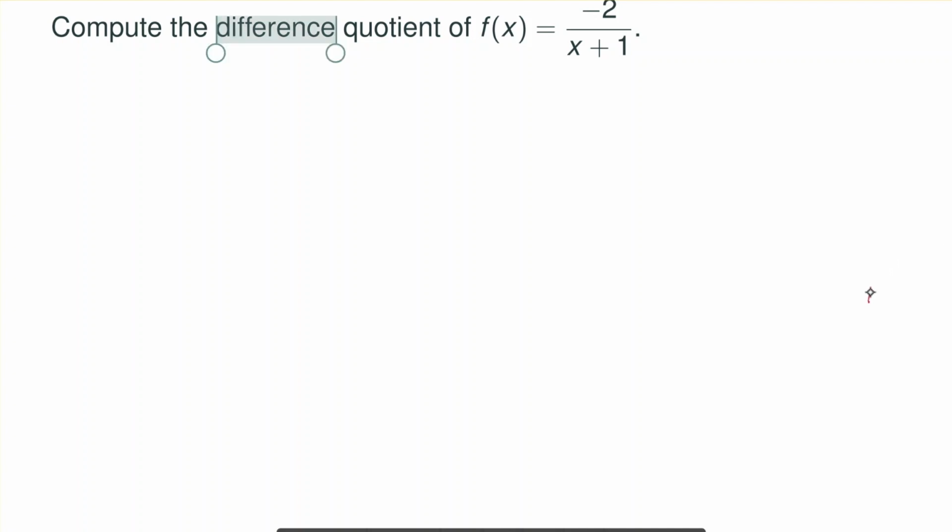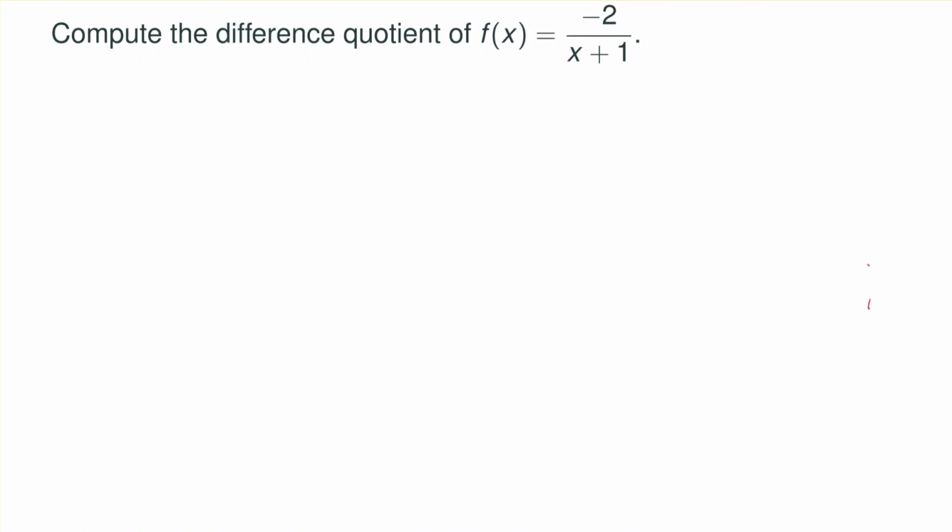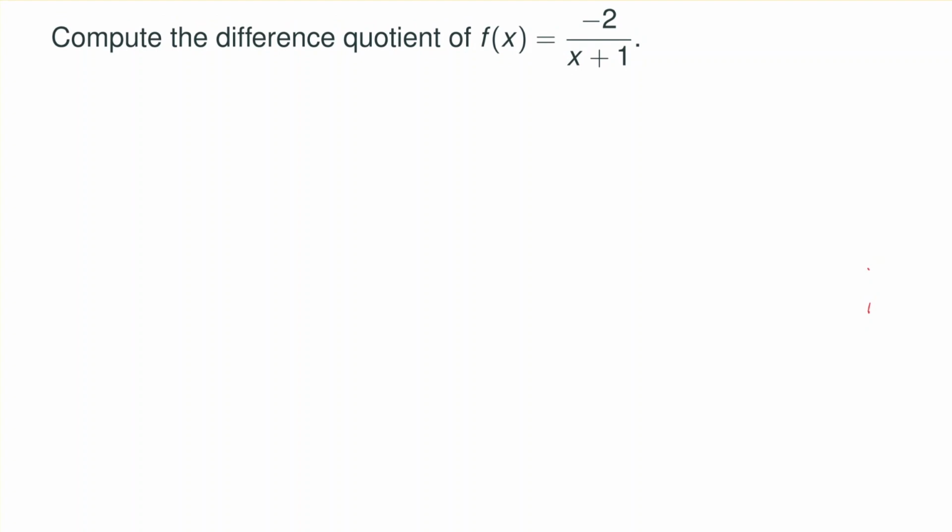Compute the difference quotient of the function negative 2 over x plus 1. So let's look at this. The difference quotient is f of x plus h minus f of x over h. And the difference quotient represents the average rate of change between 2 points. In this case, the 2 points are not specified. The 2 points are just x and x plus h.